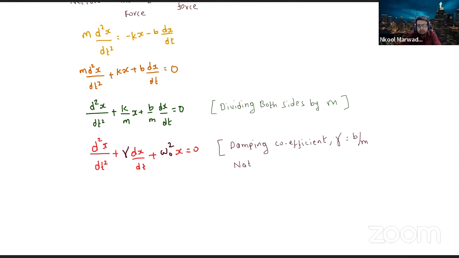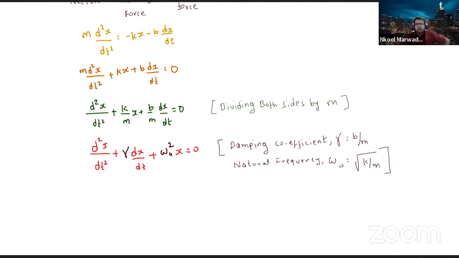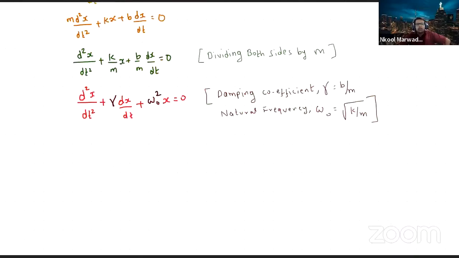Like natural frequency, we know that this we have already seen. Omega naught is equal to under root of k by m. Accordingly, we did some substitutions and we got this equation. So this is the differential equation for the damped oscillatory motion. So this equation describes the damped oscillatory motion with damping. Now if we look at the solution of this equation.